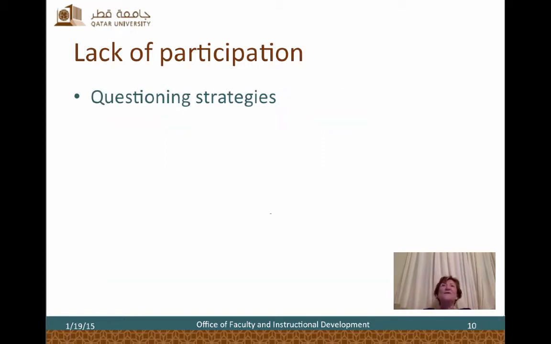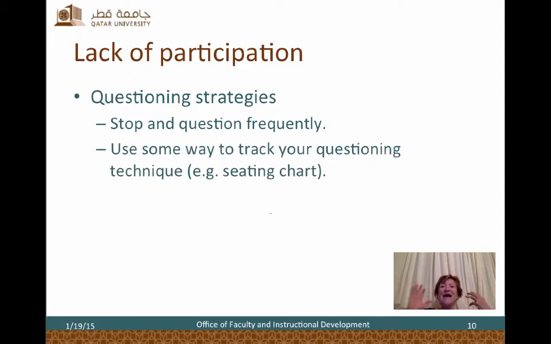So how do we increase their participation? Think about your questioning strategies. Now, even if you're lecturing, and we tend to lecture in large classes, stop and ask questions frequently. Have some way to track your questioning. For example, the easiest way is a seating chart. A seating chart is very helpful in large classes because you can do lots of things with it. And one is to track your questioning.